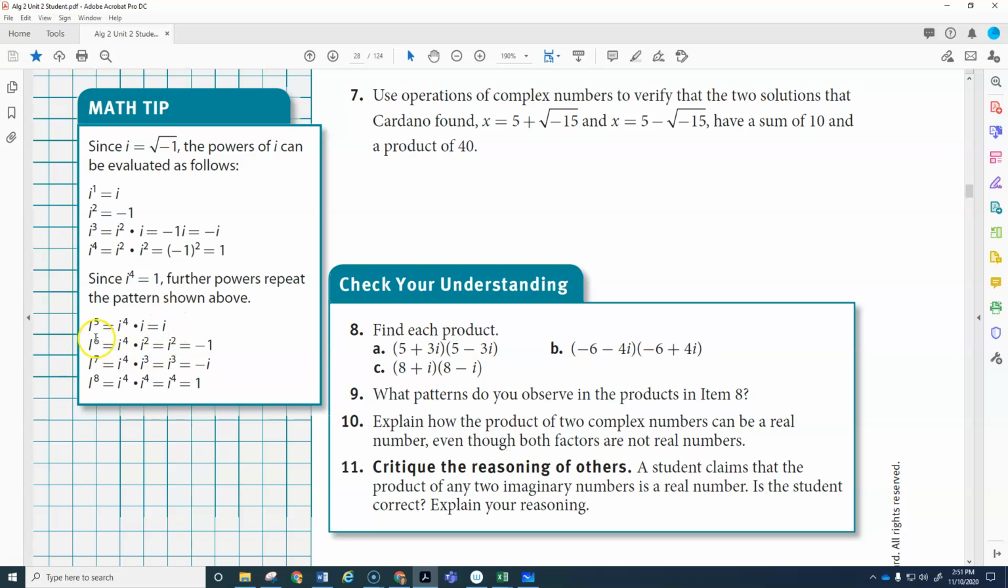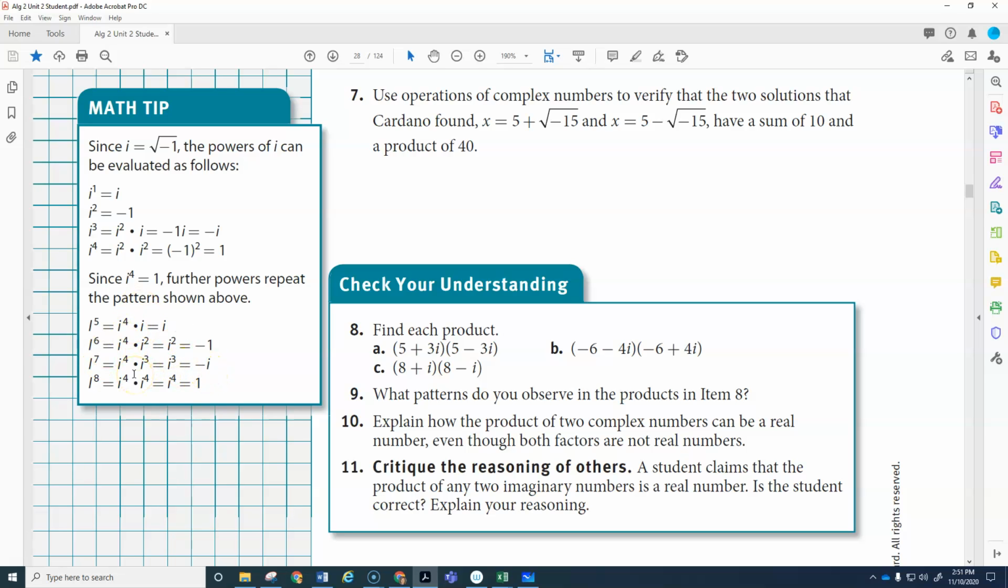6 divided by 4, I don't care how many times it goes in, but you have a remainder of 2. So this reduces down to i squared. 7 divided by 4, I really don't care about how many times it goes into it, I care about the remainder. It goes in 1 time with a remainder of 3, so i cubed is negative i.